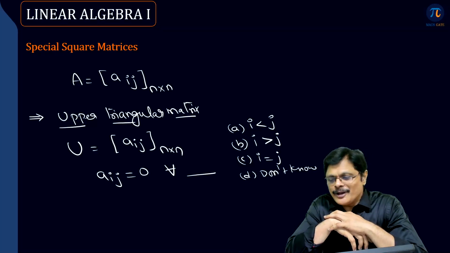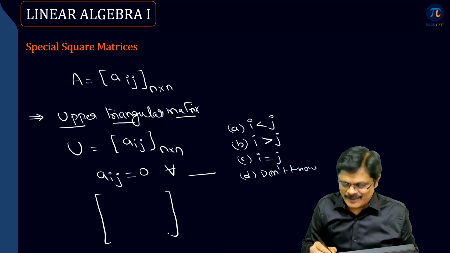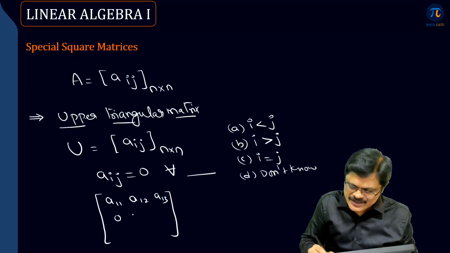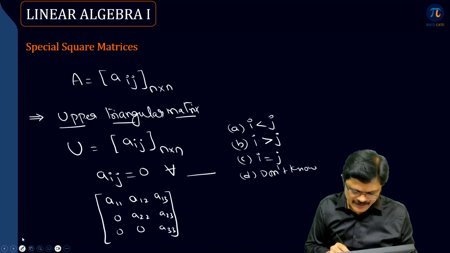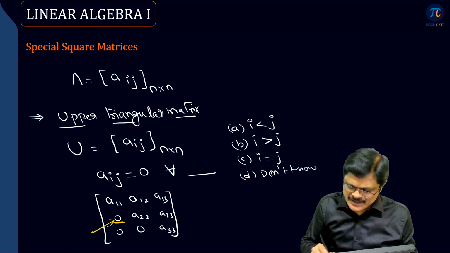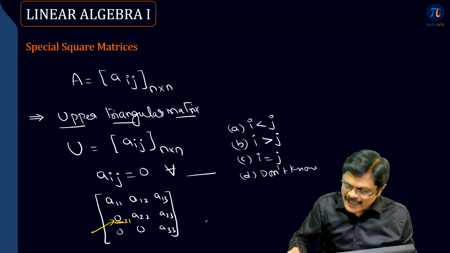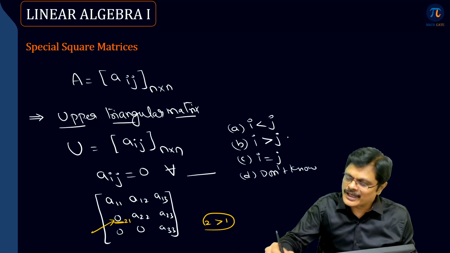Many people know what an upper triangular matrix is, so they can write it down. In an upper triangular matrix, using double subscript notation, I am writing A11, A12, A13, 0, A22, A23, 0, 0, A33. Now if you observe this particular element, it is the second row, first column element. That is, when i is greater than j, it is becoming 0. The condition is i greater than j.